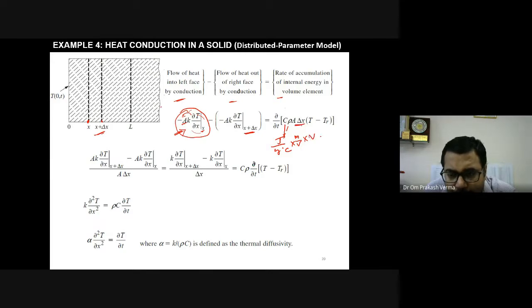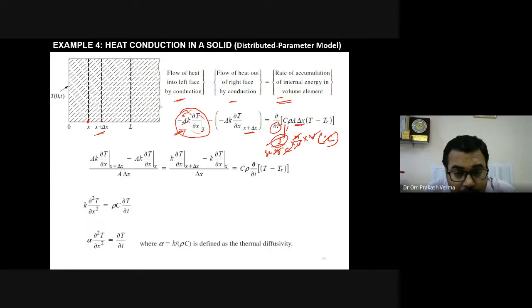And this is the temperature in degree Celsius. You can see that mass cancels with mass, the temperature with temperature, and the volume with volume. It again gives joule, and with the delta T this is joule per second or joule per hour. In this way you can write the equation for this slab: in minus out equals accumulation.